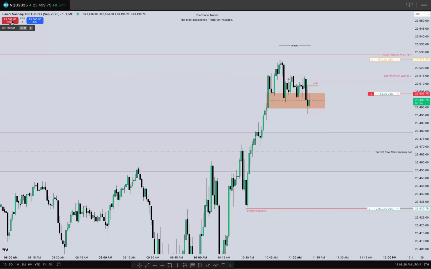But I think once we leave that inversion fair value gap, it may not give me an opportunity to pyramid and add one more. It can really pick up the speed and just aim for that new week opening gap.